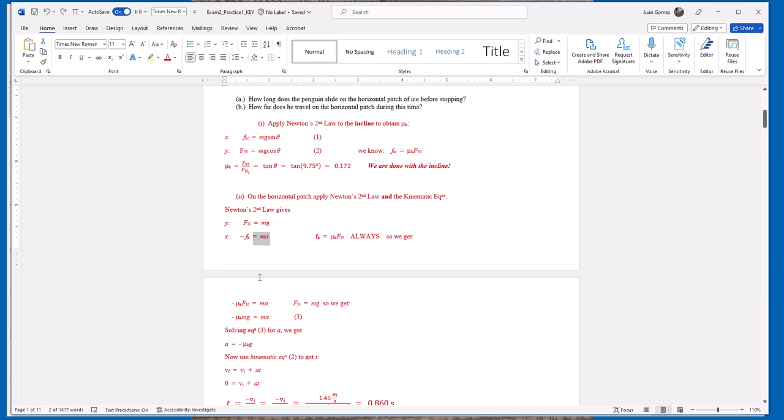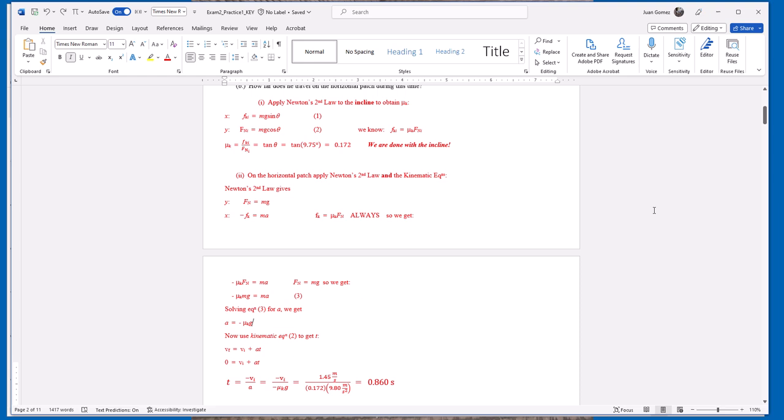So I've taken the x equation and I've replaced Fk with mu k Fn. That's what I've done from this step to this one. I've just replaced Fk with mu k Fn. The minus sign is still there. Well, now what the y equation tells me, what is Fn? Well, Fn is simply mg. Okay? So I now have equation 3. Minus mu k mg equals ma.